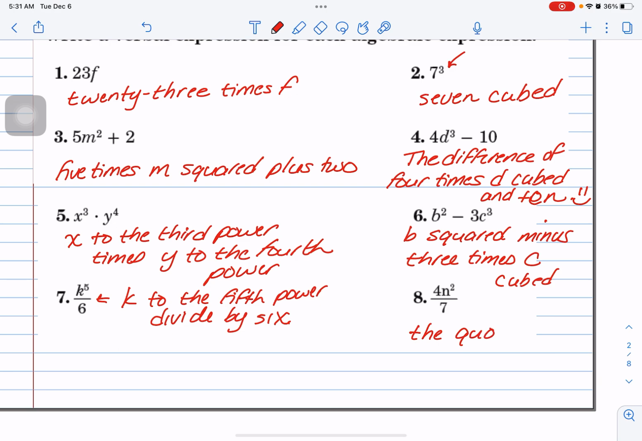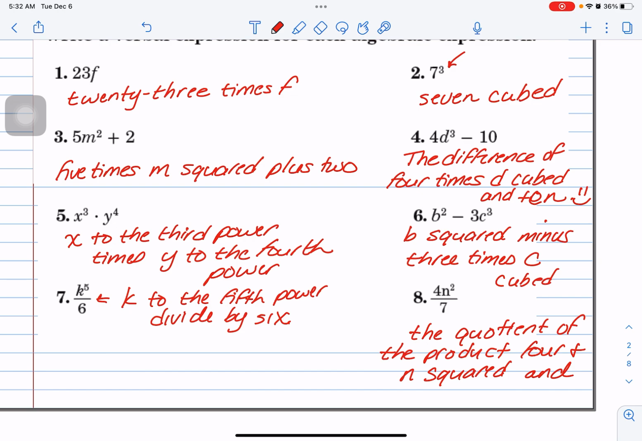The quotient of the product, I'm going to get fancy on you. The quotient of the product 4 and n squared, and 7. The quotient of the product 4 and n squared, I'm going to put that in commas in there just to know that I'm doing that, and 7 is the other one. Or you might say 4 times n squared divided by 7, or n to the second power would work as well.